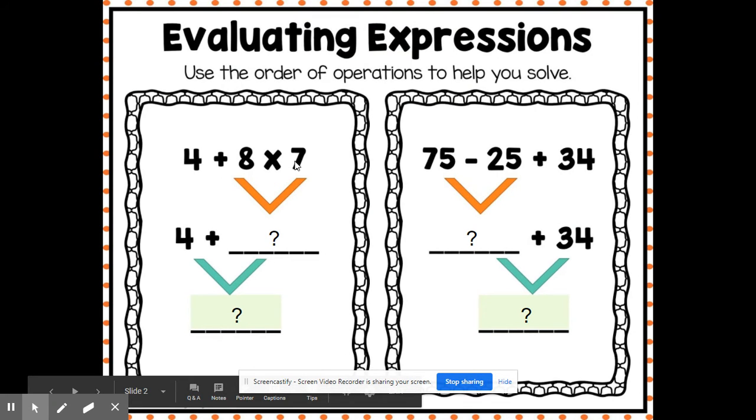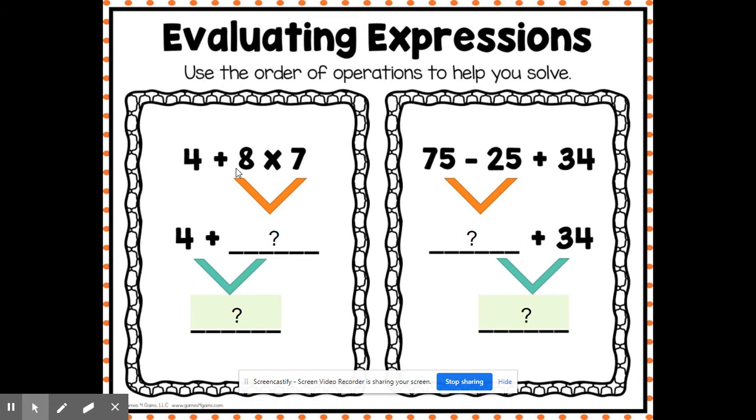4 plus 8 times 7. Well, here it showed you, right? I had multiplication. So when I'm looking at order of operations left to right, I can see here that I do have addition, but in order of operations, that's not what comes first. So then I'm going to do 8 times 7. And then I want you to write down what 8 times 7 is.